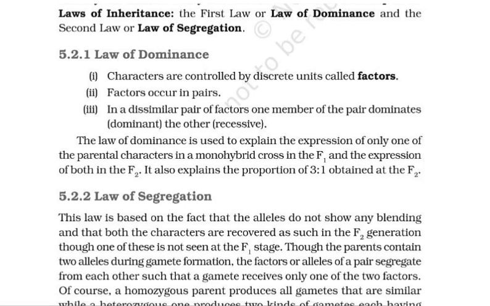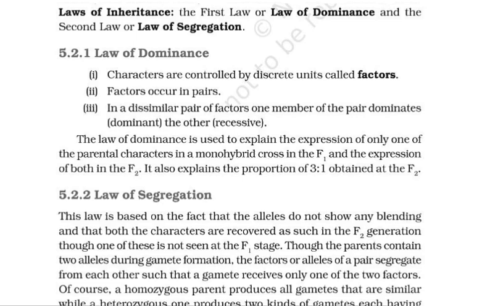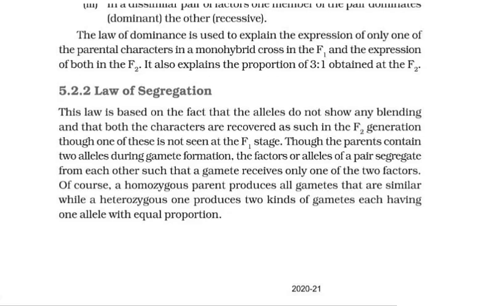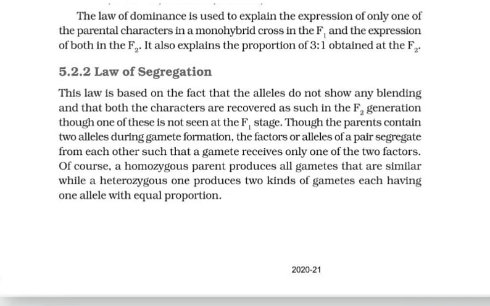We are starting with the first law, that is the law of dominance. First point: characters are controlled by discrete units called dash. Fill in the dash with factors. Characters are controlled by discrete units called factors. Second point: factors occur in pairs. Third point: in a dissimilar pair of factors, one member of the pair dominates, that is dominant, the other is recessive.